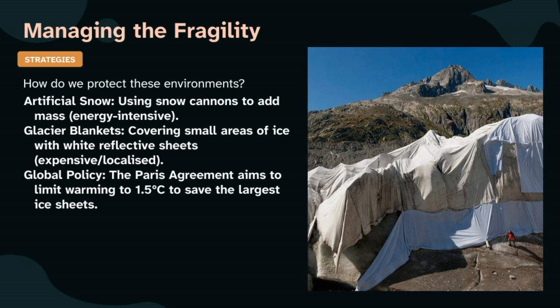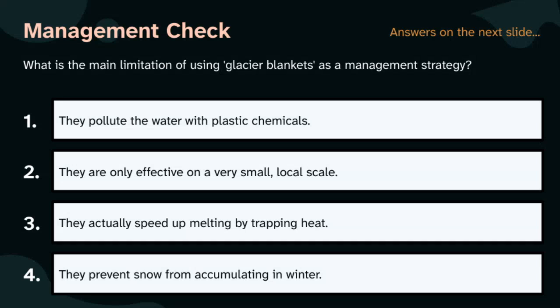Model answer. In the short term, glacier blankets or artificial snow may protect small areas. In the long term, reducing global emissions through international policy is more effective because it tackles the cause of warming. Now let's test that understanding.